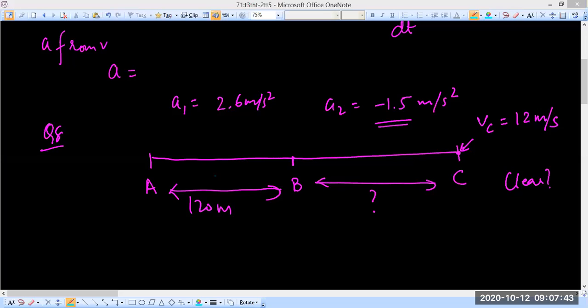Okay, now you have to find the total distance traveled.